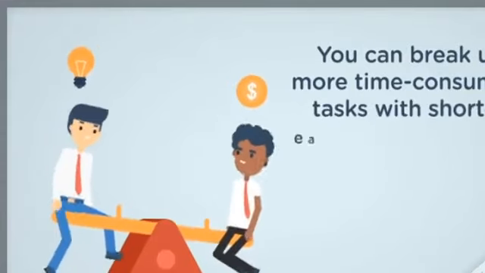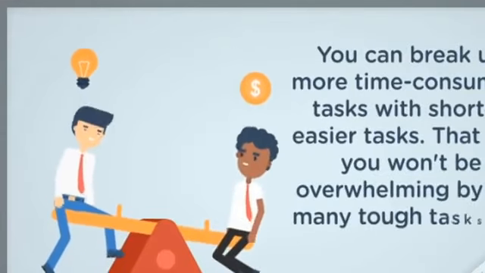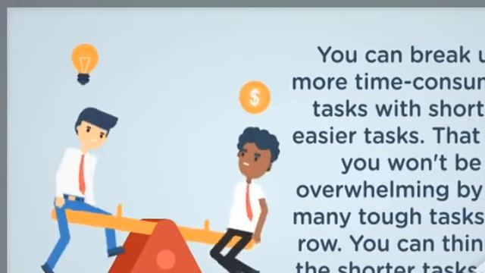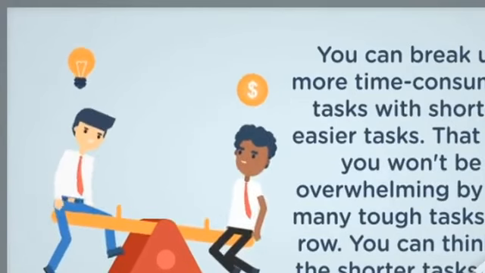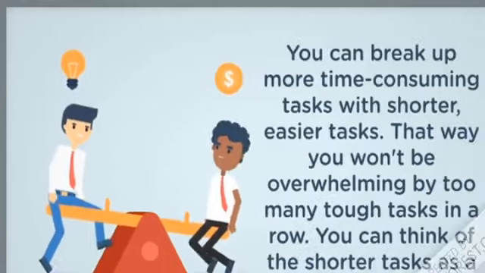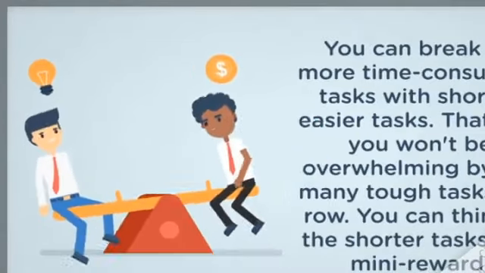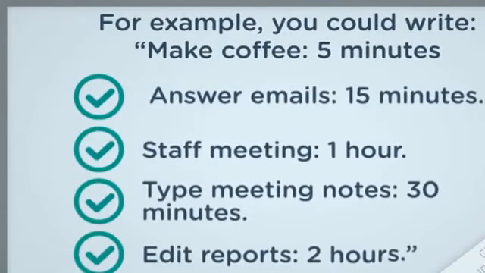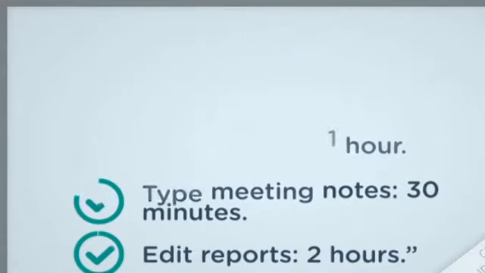You can break up more time-consuming tasks with shorter, easier tasks. That way you won't be overwhelmed by too many tasks in a row. You can think of the shorter tasks as a mini reward. For example, you could write: make coffee, 5 minutes; answer emails, 15 minutes; stop meeting, 1 hour; type meeting notes, 30 minutes; edit reports, 2 hours.